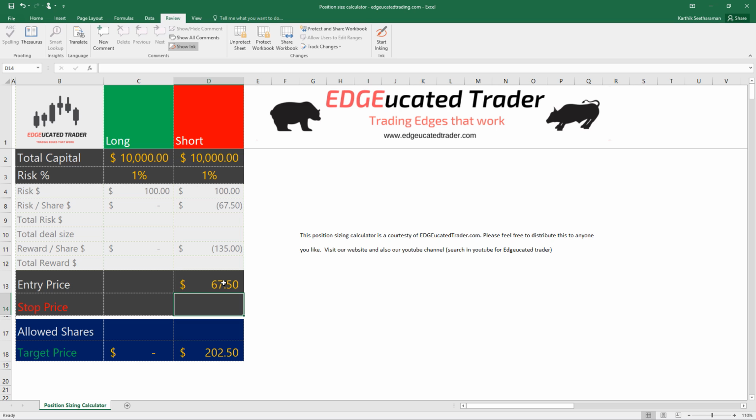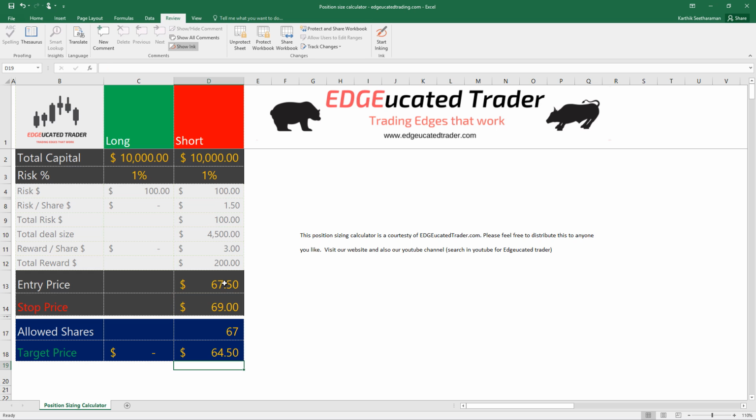The stop loss is determined based upon your trading edge. So let's say my edge is telling me that I can risk $1.50 for this stock. I would then put my stop as $69.